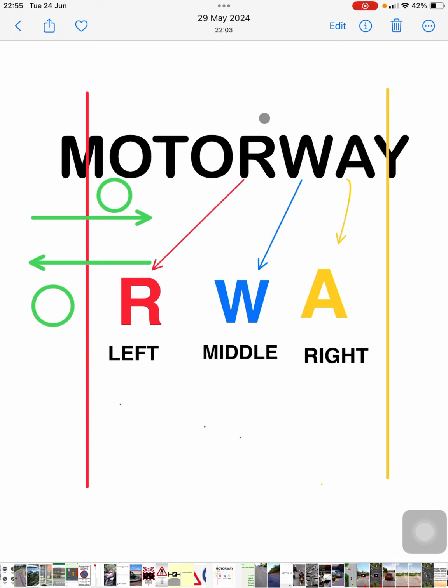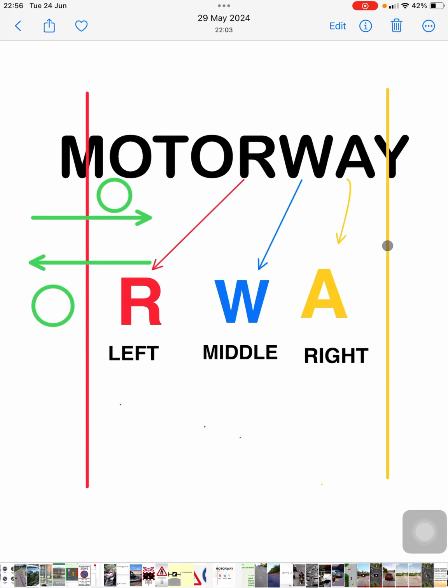If you look in here, that's R, that's W, that's A. Just look at these three letters, guys. R is on the left-hand side, W is in the middle, and A is on the right-hand side. Look, R is on the left, W is in the middle, and A is on the right side. Guys, did you get that?